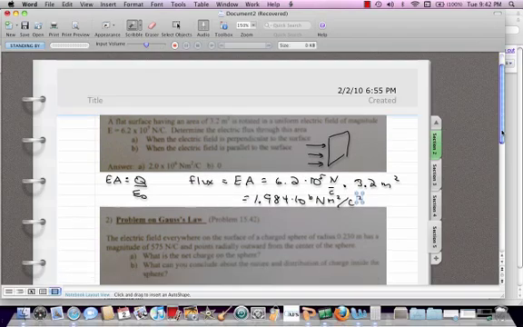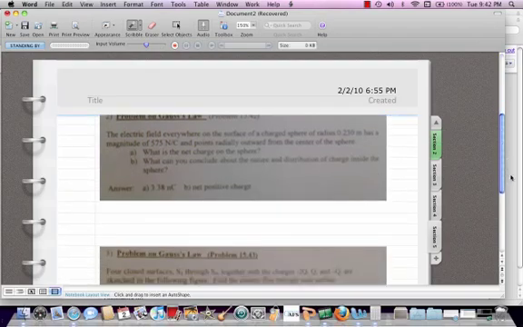Okay, for the next problem, it's saying that the electric field everywhere on the surface of a charged sphere of radius 0.23 meters has a magnitude of 575 newtons per coulomb and points radially outward from the center of the sphere. So outward is important. It tells us the charge, whether it's positive or negative. And it says, what is the net charge on the sphere?